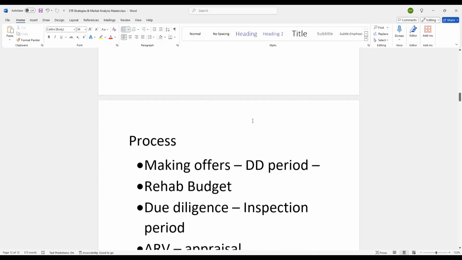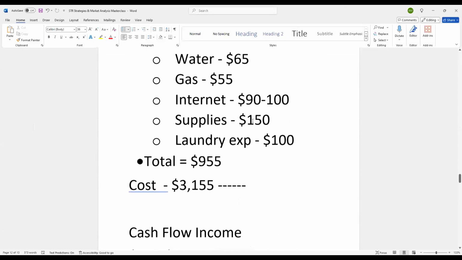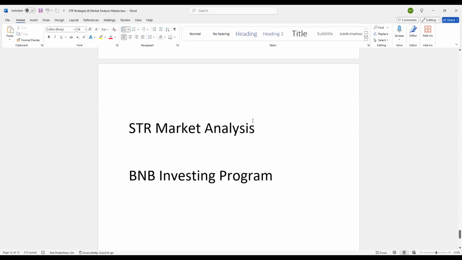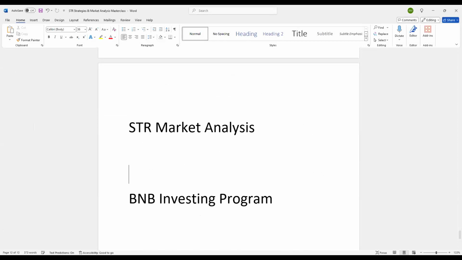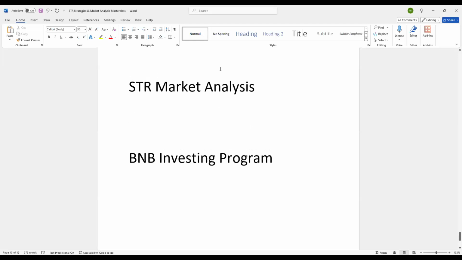The last thing I did want to touch on before we move on to the market analysis, and I've kind of sprinkled in here and there how the B&B investing program helps. But I'll cover that after we do the market analysis. So we'll do the market analysis now, and then we'll do a deep dive into how the B&B investing program helps.